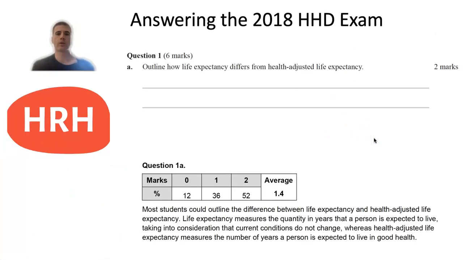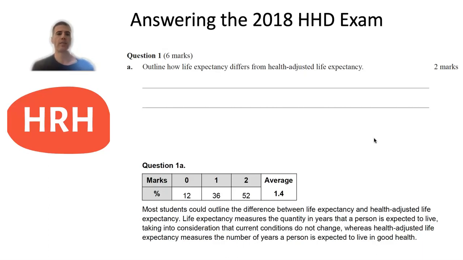So here we are looking at question 1 from the 2018 VCE HHD exam. You'll see question 1 overall was worth 6 marks and 1A was worth 2, and it asks you to outline how life expectancy differs from health adjusted life expectancy. So obviously when looking at questions like this, it's always really important to think about what the command terms are. It starts there with outline, and it's focusing on how they differ, so it's not really just asking for a description, it's really asking how they're different.